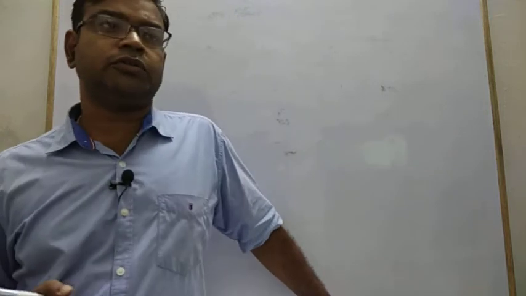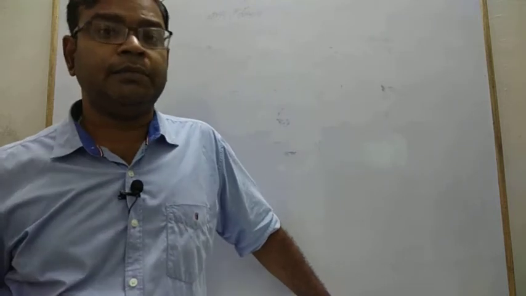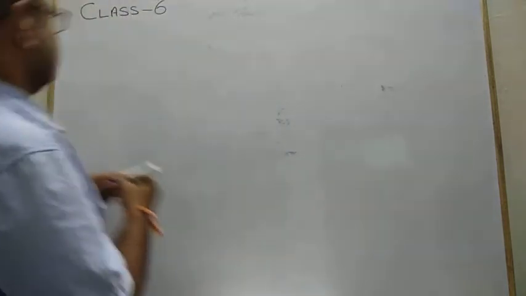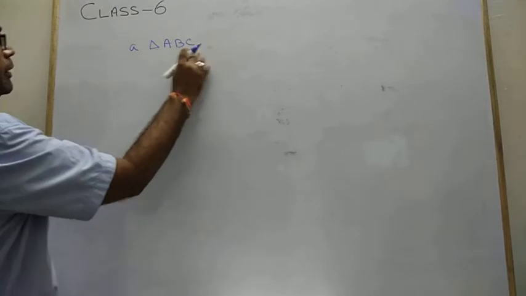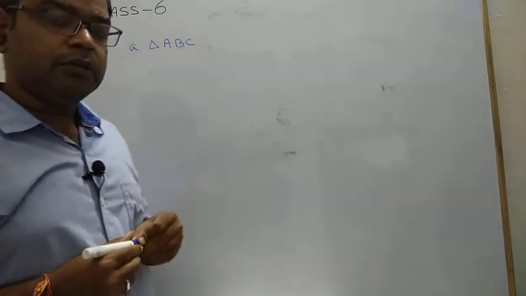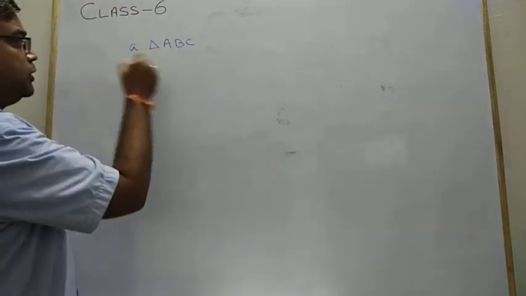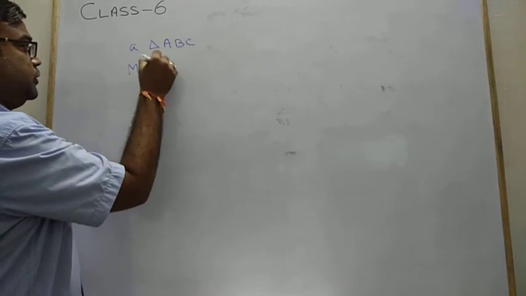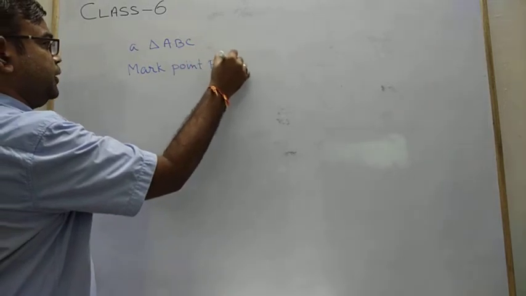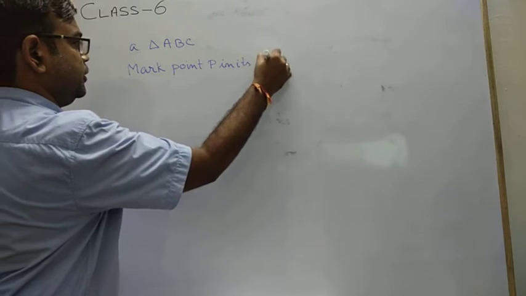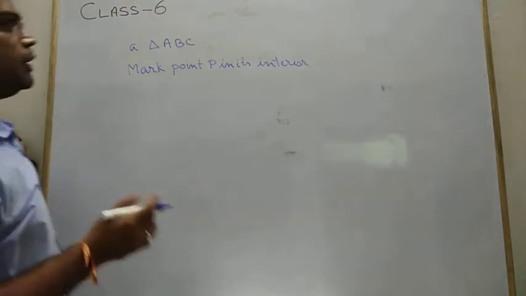The question asks: draw a rough sketch of a triangle ABC. I am using this from this book. All are capital letters, triangle ABC. Then it says mark a point P in its interior. I am writing the main important points. Mark point P in its interior. I think it's clear, na?